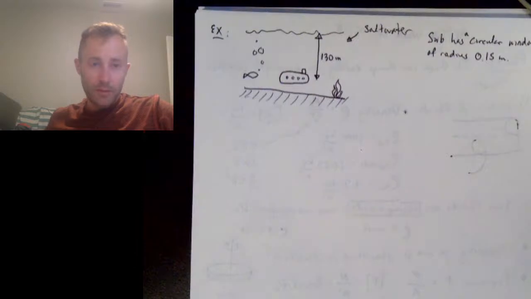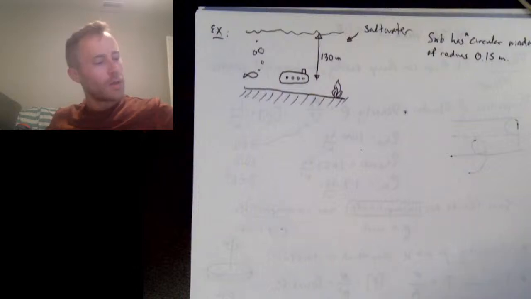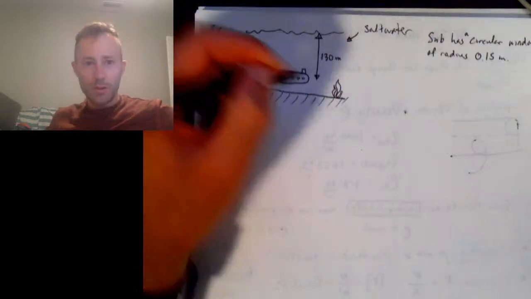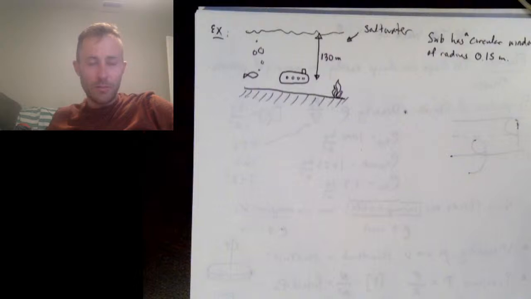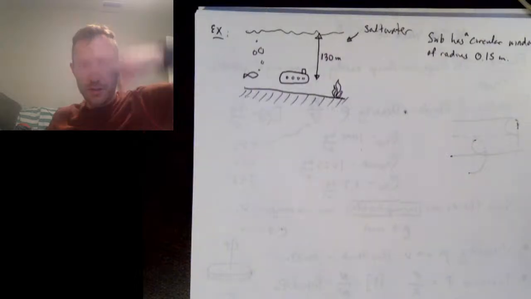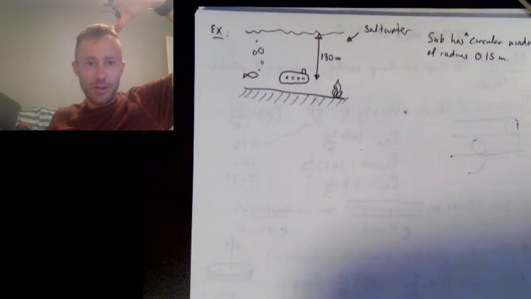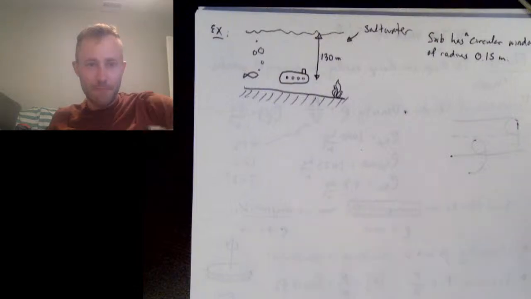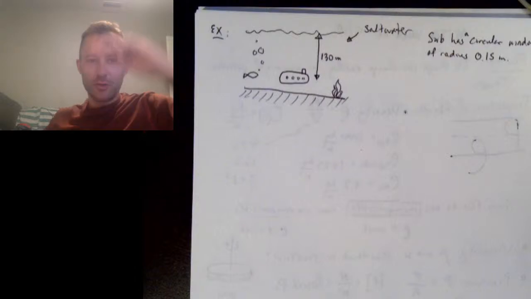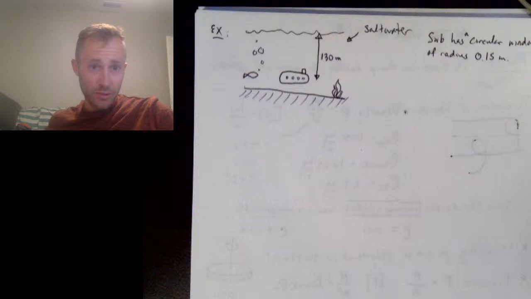Now, a valid point that can be made about this problem is that the top of the submarine window is less deep than the bottom of the submarine window, so that there's actually a pressure difference between the top and the bottom of the window. All right. But we are going to assume that the window is so small that that pressure difference is insignificant.